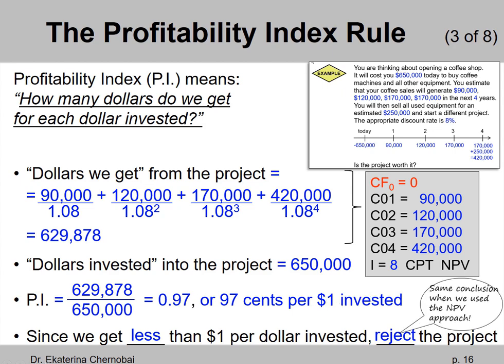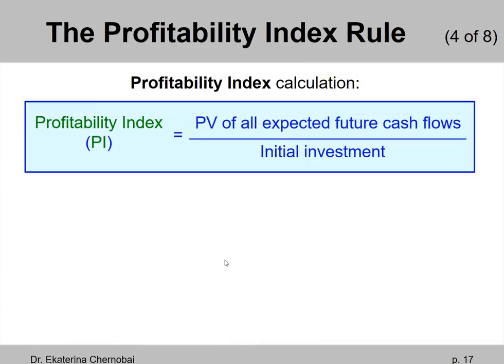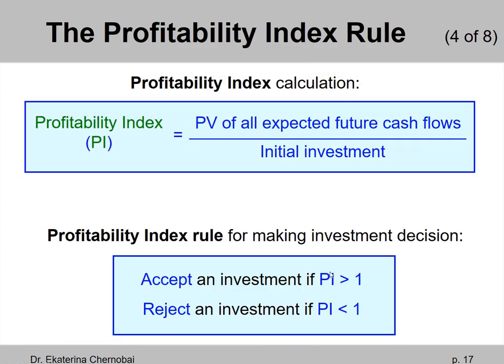Notice how the conclusion we got in this problem is exactly the same as the conclusion when we used the net present value approach. There it was also a rejection of the project. And this is always going to be the case. So in fact, whenever the profitability index is above 1, it means we get more than $1 back per dollar invested. And that's when the project is accepted, right? Whenever that's the case, the net present value is a positive number.